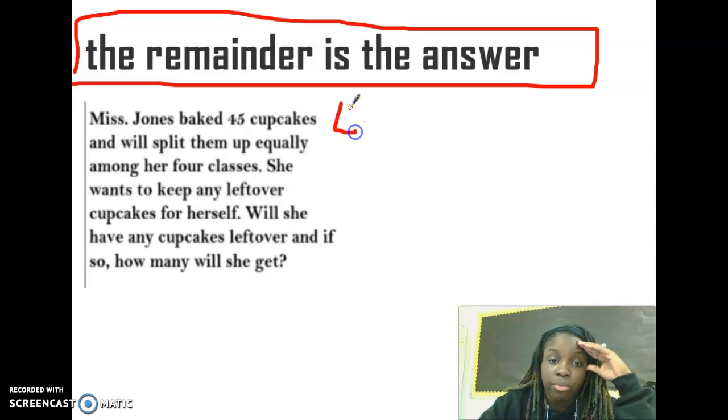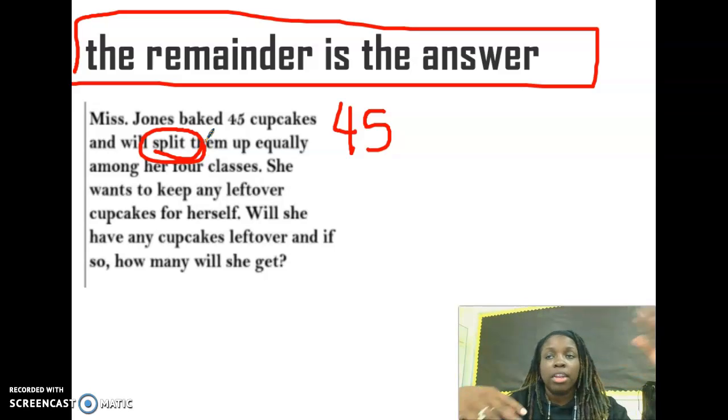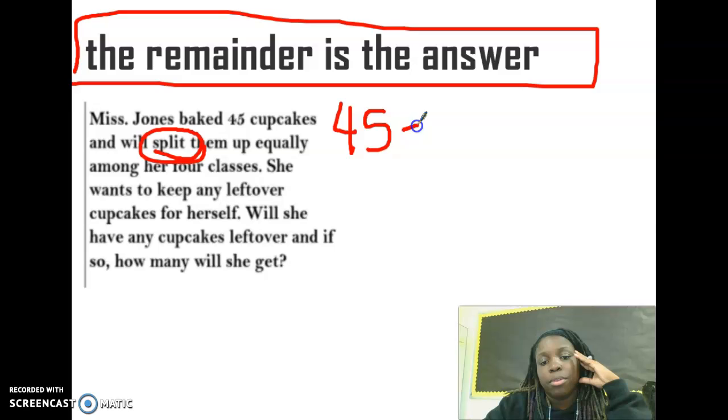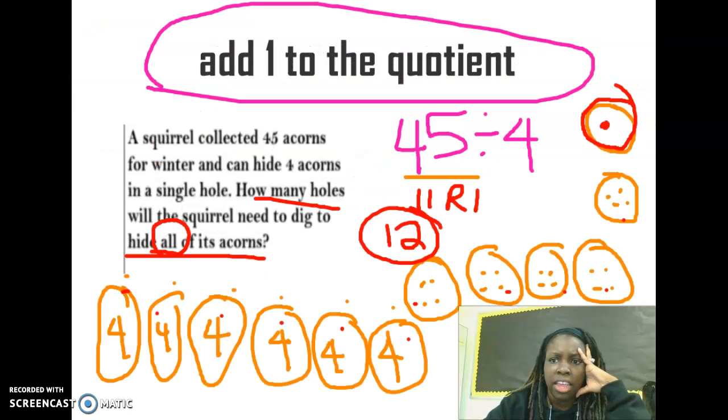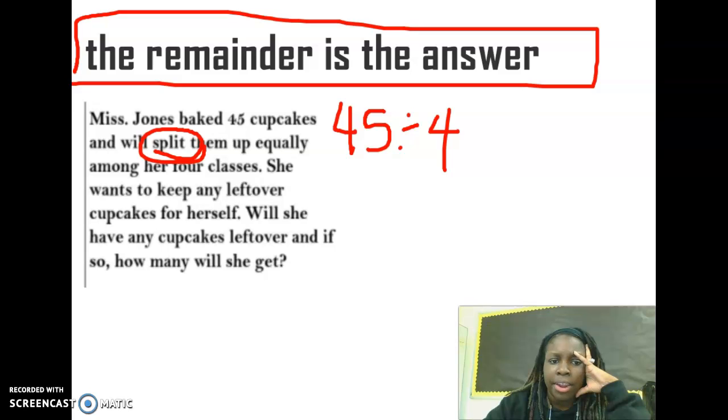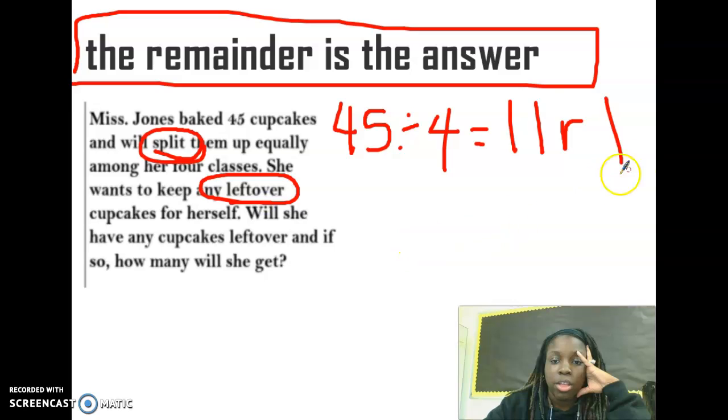So I know this is a division problem because I know there's 45 cupcakes and she's splitting. If she's splitting them up, grouping them, cutting them, sharing them, I know I'm dividing. So I'm going to divide this among 4 classes and see how much will be left over, right? That is the same. 45 divided by 4, right? The same thing. So instead of drawing it all out, since I already know 45 divided by 4 is 11 with 1 left over, I know that she will have, she wants to keep any leftover cupcakes. So what is leftover?